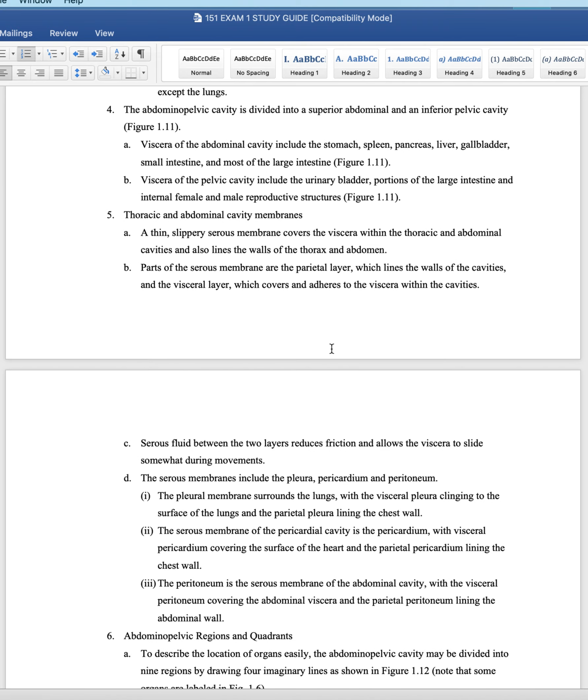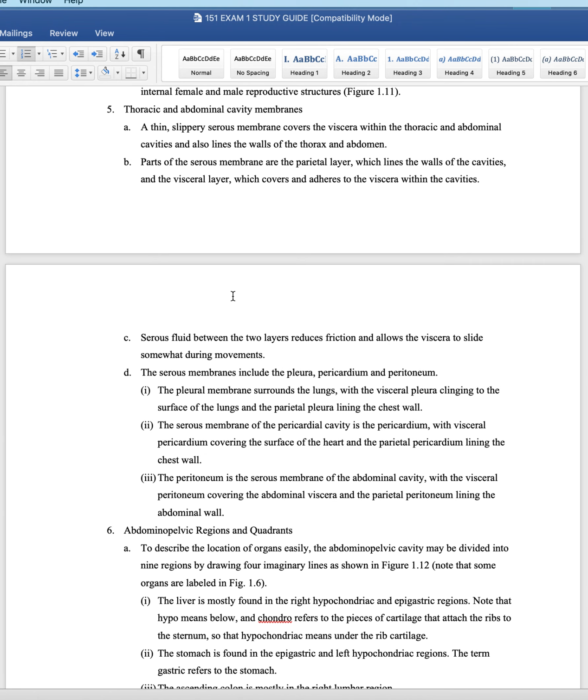All right. So the abdominal cavity is going to be divided into 2 regions, superior and inferior. The superior is the abdominal, the inferior is the pelvic. Again, the pelvic is where we're going to have our urinary bladder and our reproductive structures. And in the abdominal cavity, we'll have our stomach, spleen, pancreas, and accessory organs of digestion like the liver and the gallbladder, etc.